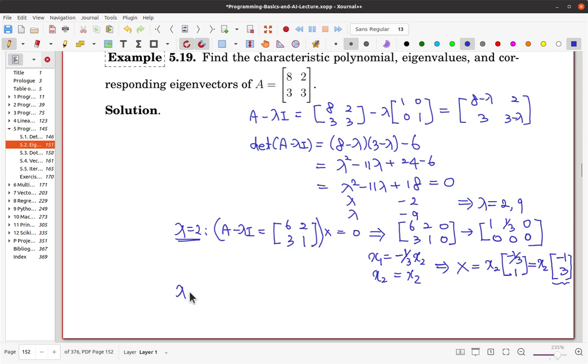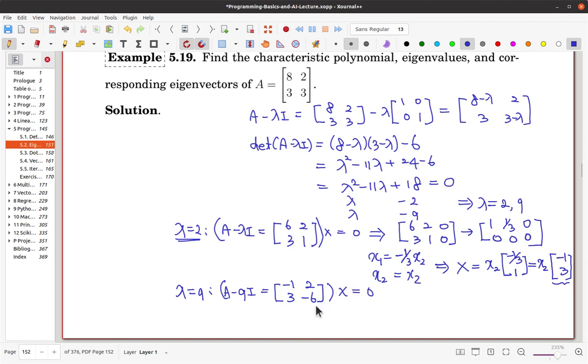And how about lambda is 9? Then here A minus 9I, and 9 will be subtracted along the diagonal. Then there's minus 1 and 2, and 3 and minus 6. Then that matrix times x must be 0, right? We have to find the x.